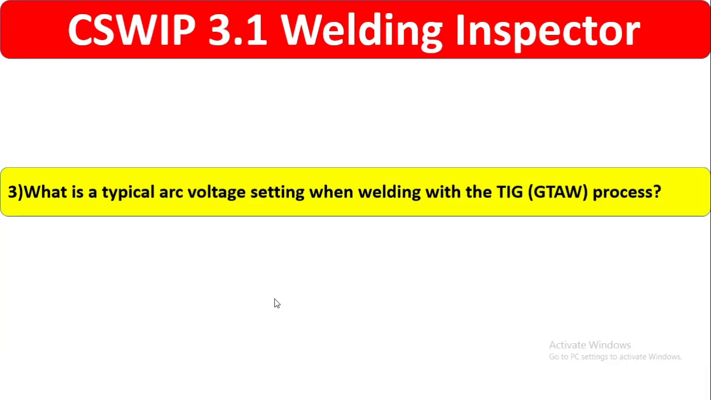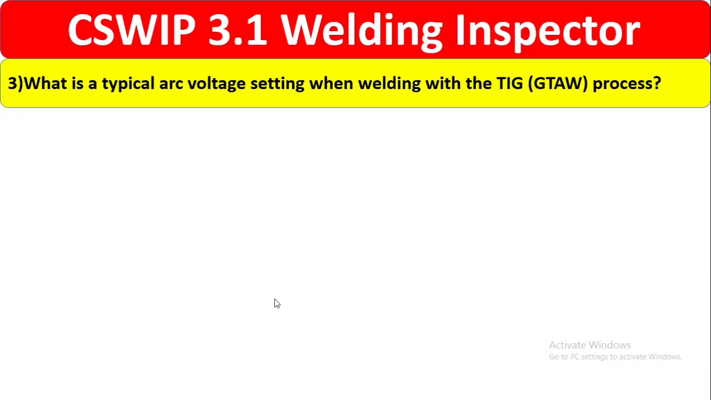So let's go to the third question. Which is a typical arc voltage setting when welding with the TIG? What is the typical setting when you are welding with the TIG GTAW process? There are four options: A is 18 to 20 volt, B is 24 to 26 volt, C is 10 to 12 volt, and D is 70 to 90 volt.